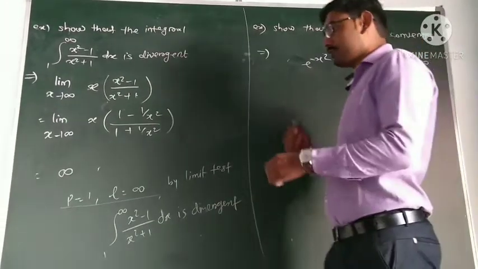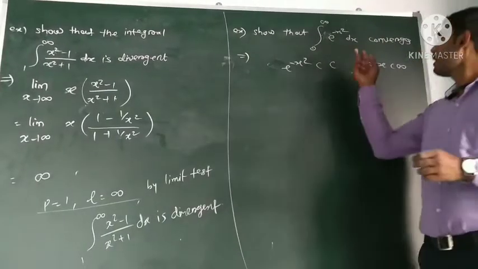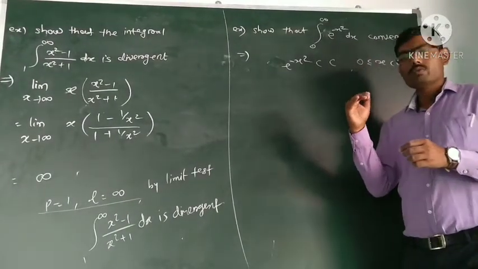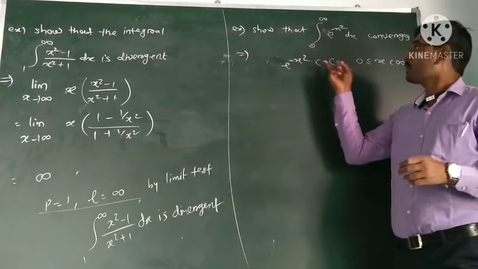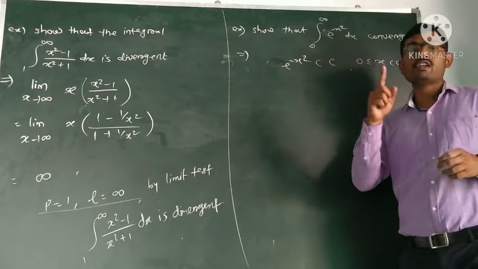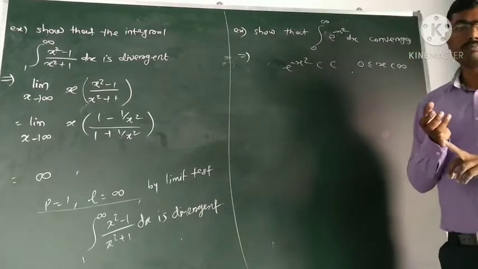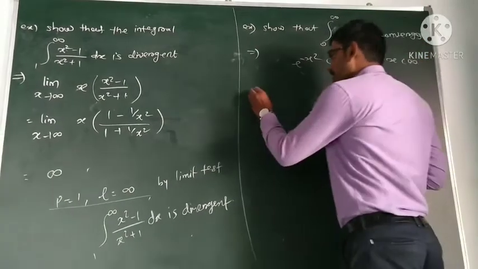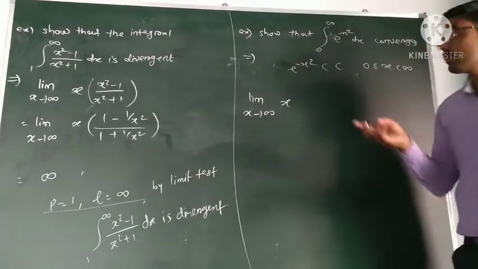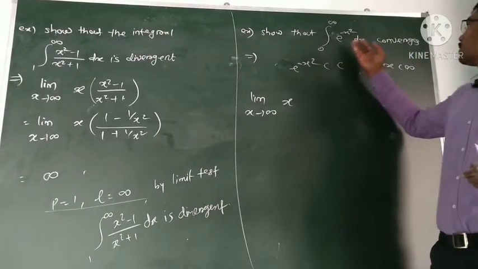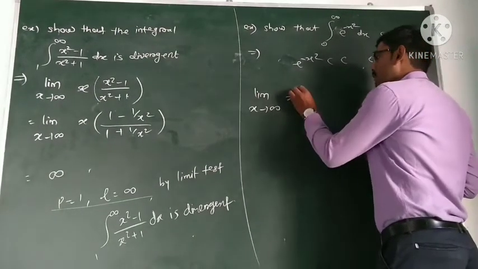Now to apply the limit test, we have to show the improper integral is convergent. We calculate the limit of x raised to power p into f of x, and since we have to show the integral is convergent, we have to take the value of p greater than 1. Either we will take 2, so we will first try p equal to 2.